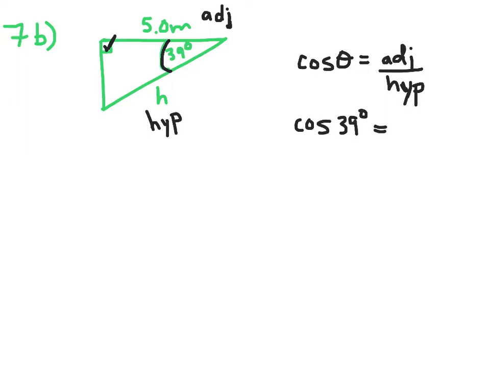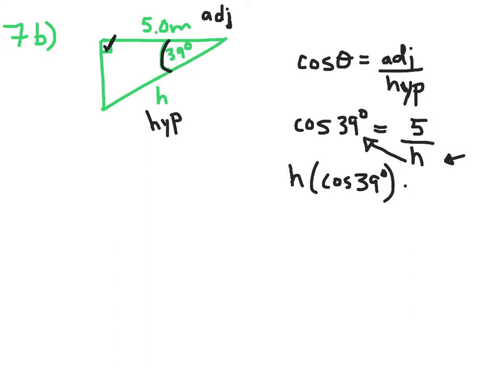And I have the adjacent, which is 5, and the hypotenuse, which is h. We're trying to figure out what h is. Now, there's no way of getting rid of this 5 right now. What we'd have to do first is cross multiply the h. So we get h times the cos of 39 degrees is equal to 5.